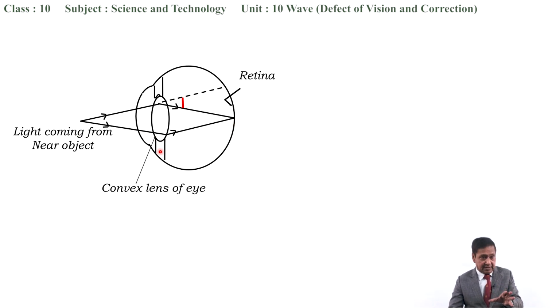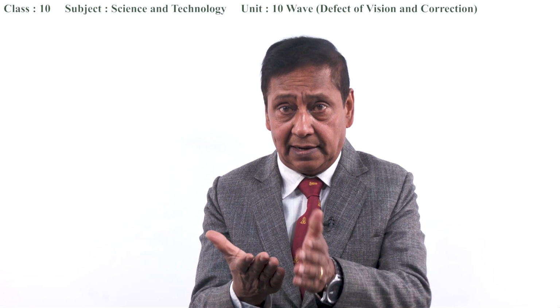For this, the ciliary muscle contracts and it makes the convex lens of the eye thick, and a thick lens has high power, and this high power lens converges the rays of light on the retina. Converging capacity is more with a high power lens and the object is focused on the retina. What does it mean? If you want to see the line on your palm this way, you will be able to see this clearly, isn't it?